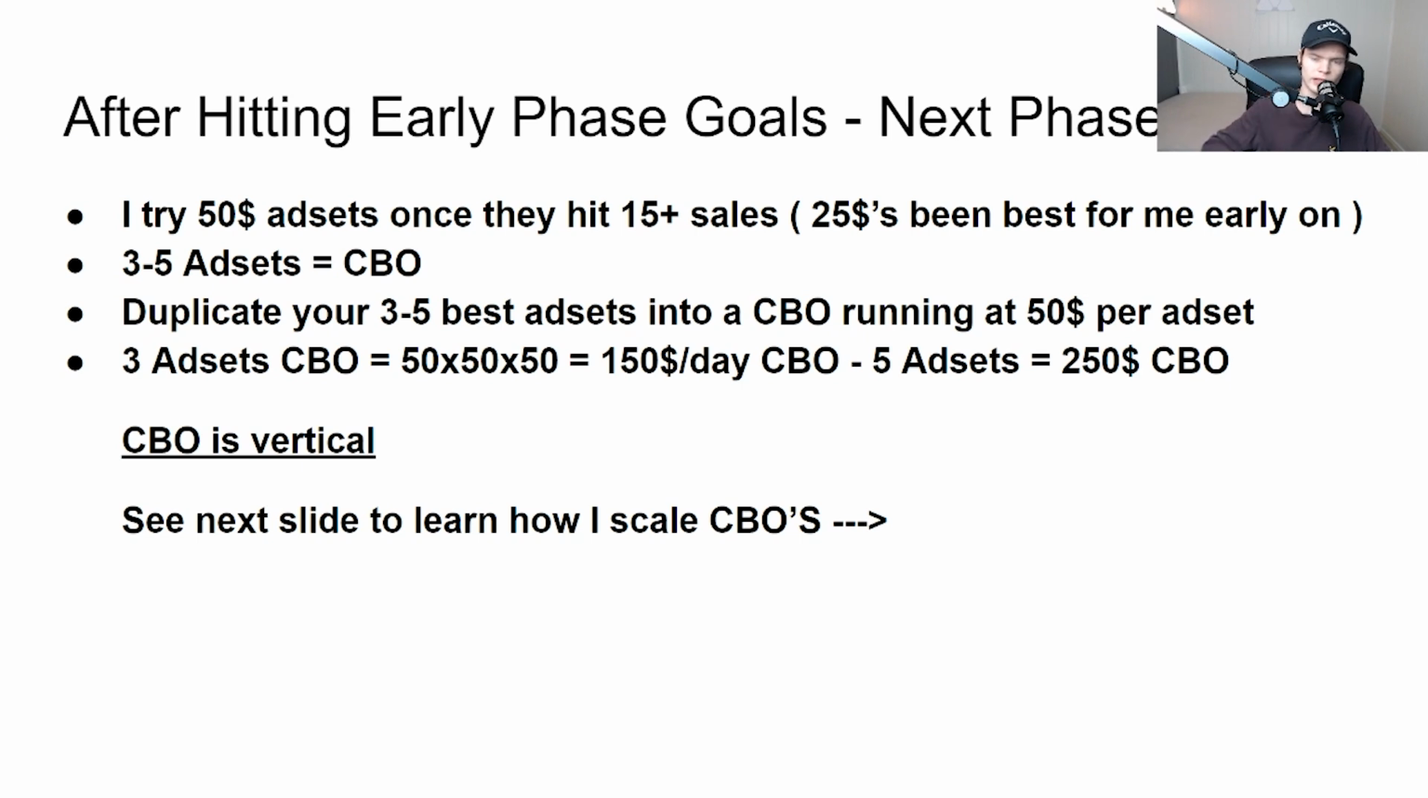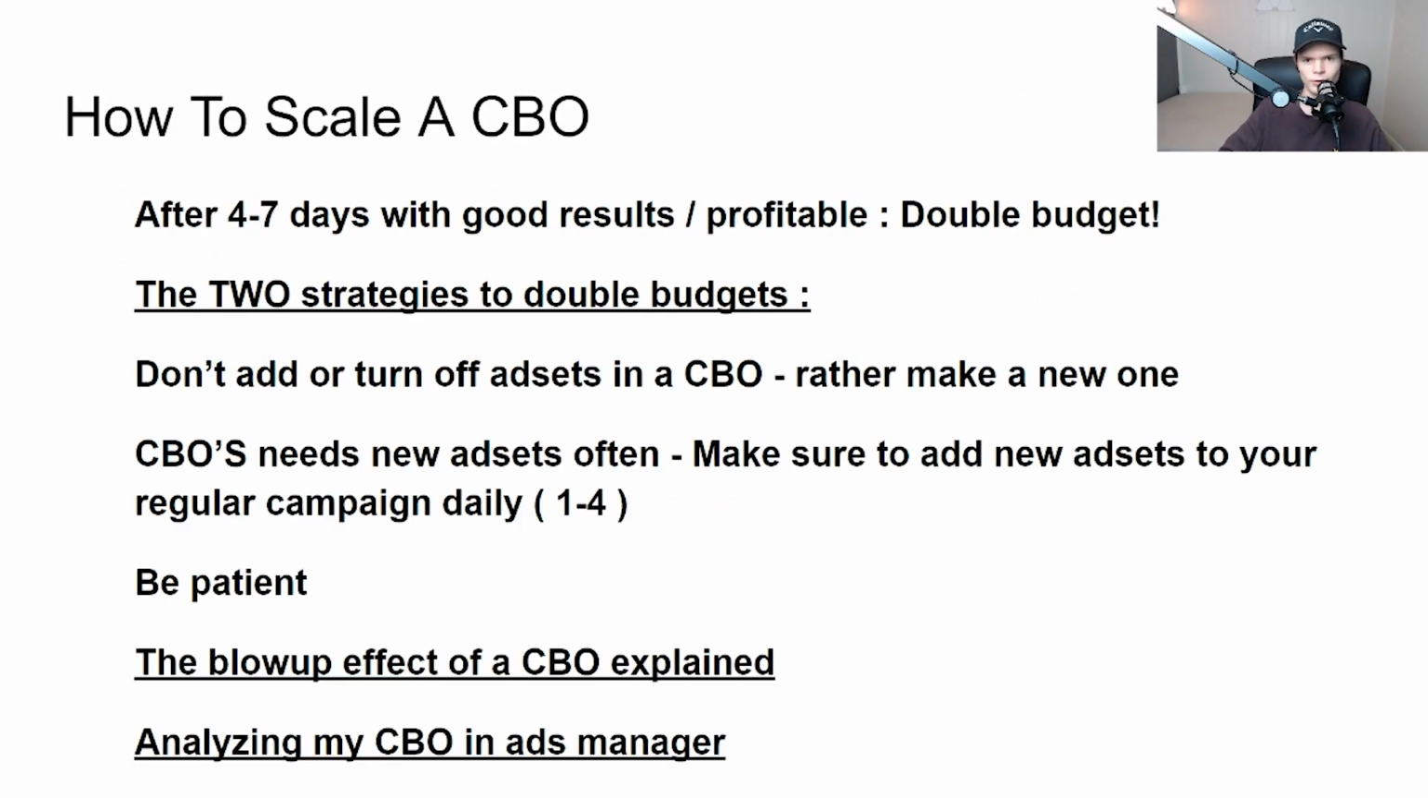CBOs is also vertical. That means you need to just double the budgets. You don't horizontal scale a CBO. You, for example, don't turn stuff off either. CBO is just vertical, which means doubling the budgets all the time, making duplicates like that. And see the next slide here for how I scale CBOs. So how do you scale a CBO?